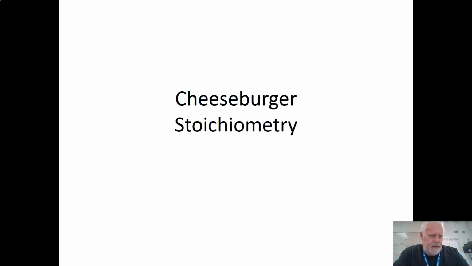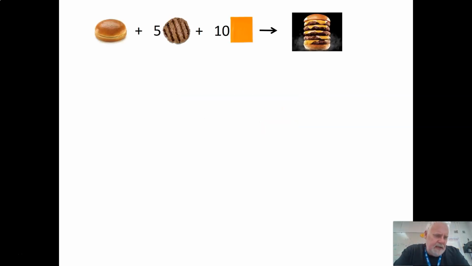Hopefully now you're feeling pretty comfortable with going mass to mole, mole to mole, mole to mass. The thing about that is that inevitably when you're making a product, it's almost guaranteed that you're going to run out of one of the reactants first. So I'm going to use cheeseburger stoichiometry as an example of what we're talking about here.